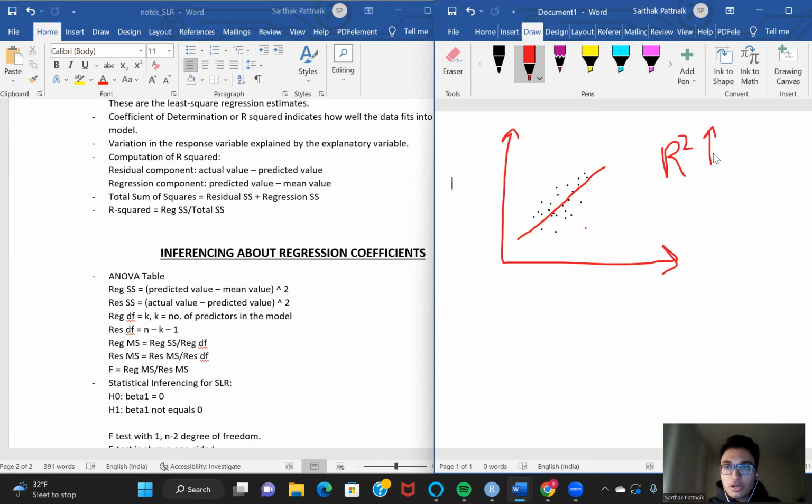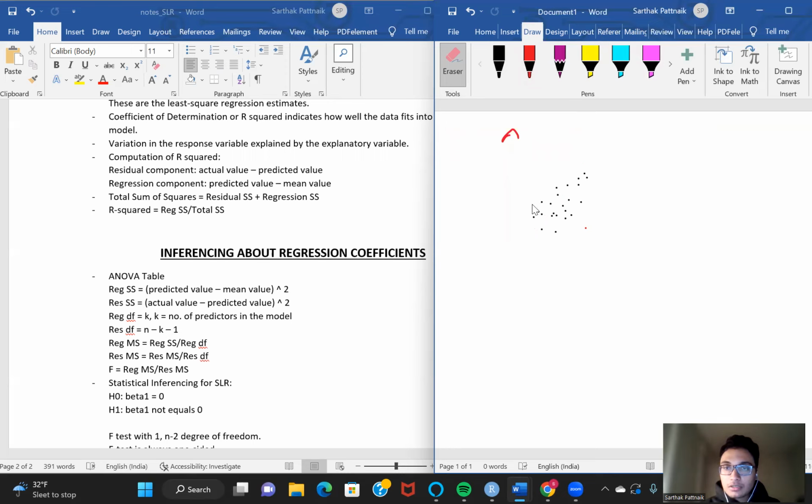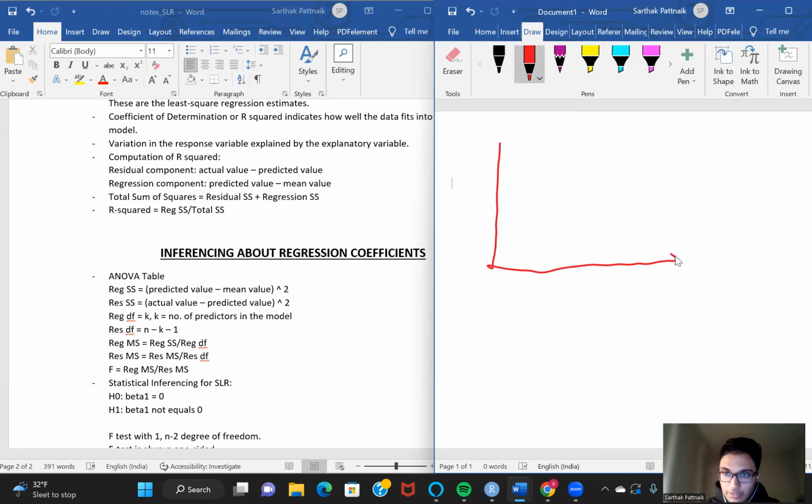Now that we understood what R square is and what role it plays, let us move ahead and understand how we actually calculate the coefficient of determination. Before I get to the exact calculation of coefficient of determination or R square, we need to understand a few terminologies. Now let us take an example.